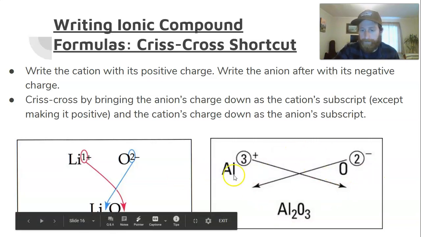Another example here, I write out aluminum with its +3 charge, write out oxygen with its -2 charge from the periodic table, I crisscross them, and that's going to give me a formula of Al2O3.